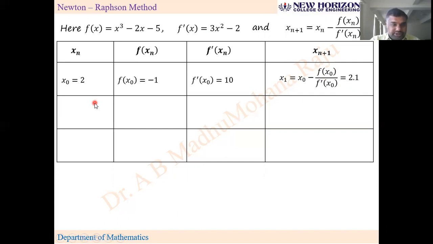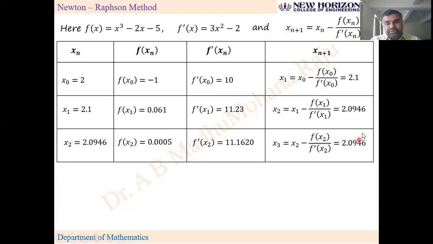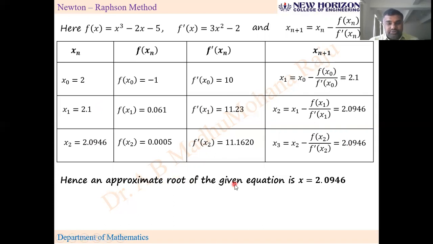Take this 2.1 as x1 here, and find f of x1, f dash of x1, and x2, 2.0946. And take this as x2 here, find out f of x2 and f dash of x2, go for x3. See, x2 and x3 both are same, so we can stop the iteration process here. Hence, an approximate root of the given equation is x is equal to 2.0946.